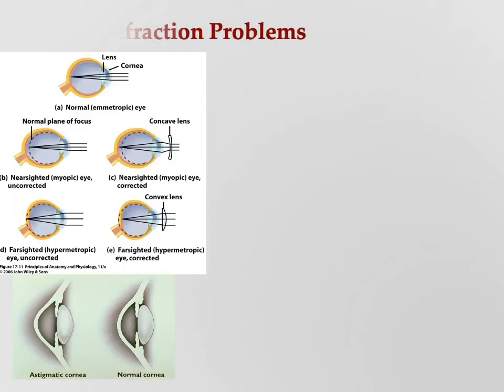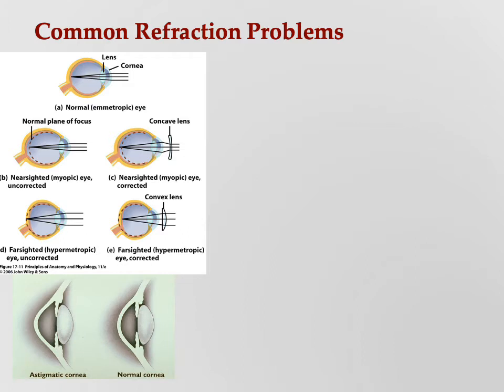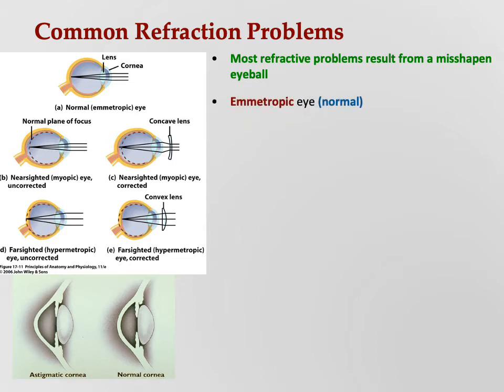So, some common problems with refraction. Let's take a look here. Most refractive problems result from a misshapen eyeball. Blame your parents. It's the genes that do it. The emmetropic eye is the normal eye. It's basically a spherical eye, and when you look at something, the cornea will refract the light so that the image comes to a nice pinpoint right on your fovea centralis.